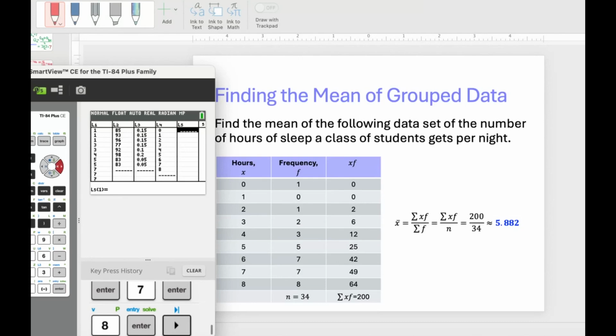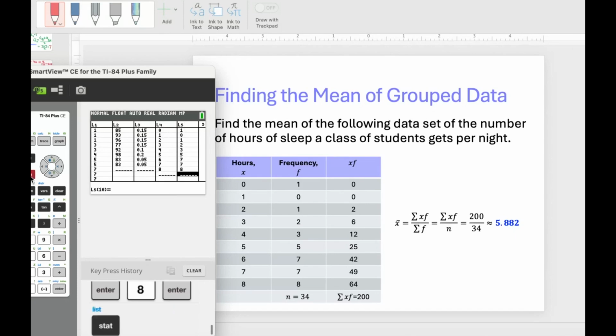So 0 hours of sleep was 1 student. 1 hour of sleep was 0 students. 2 hours of sleep was 1. 3 hours of sleep was 2. 4 hours of sleep was 3. 5 hours is 5. 6 hours is 7. 7 hours is 7. And then 8 hours is 8. So notice again, that's list 4 for the x hours of sleep, list 5 for their frequencies.